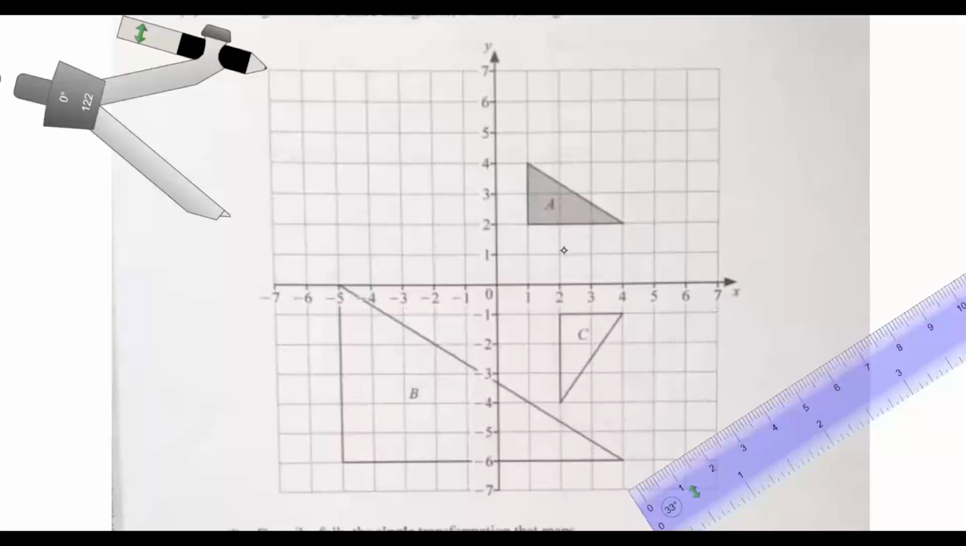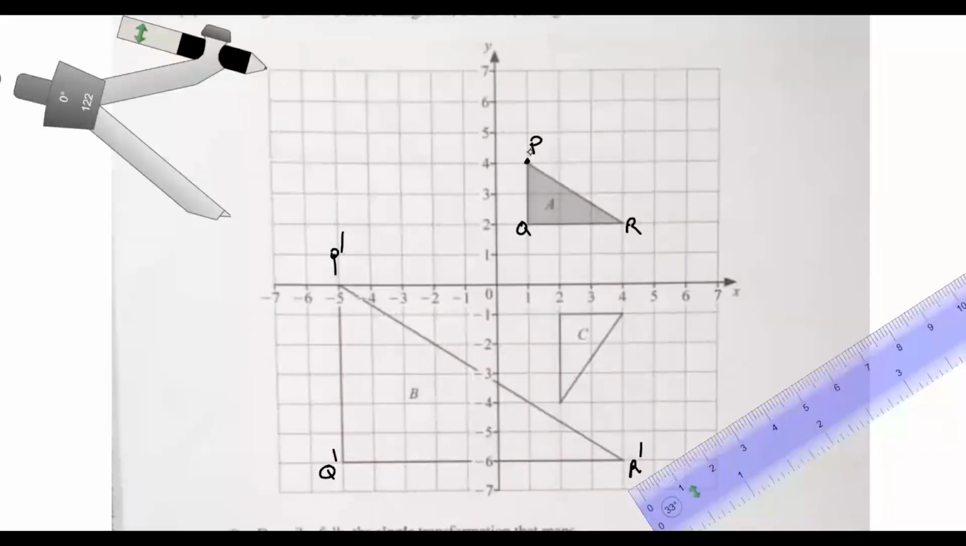It is obvious, and we need to find the center of enlargement and the scale factor. So to get the center of enlargement, we need to join their corresponding vertices together. So if I call this point P, this should be Q, this should be R. So this will be P prime, this will be Q prime, and this will be R prime.